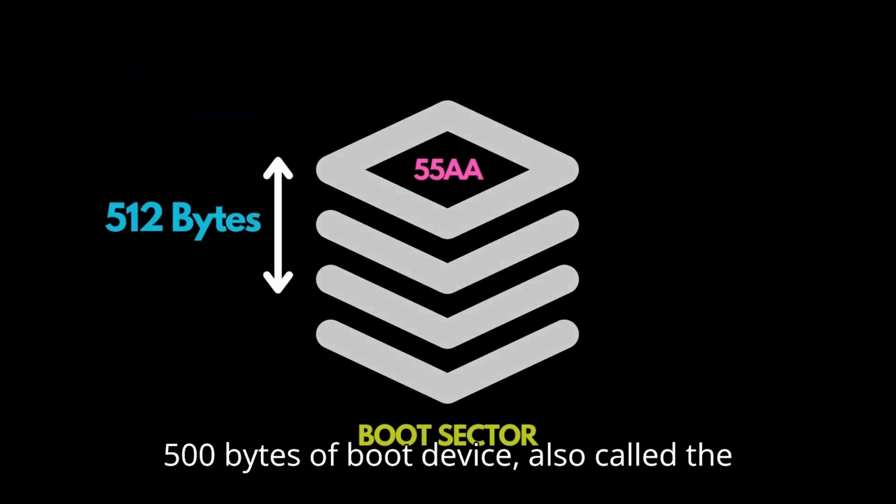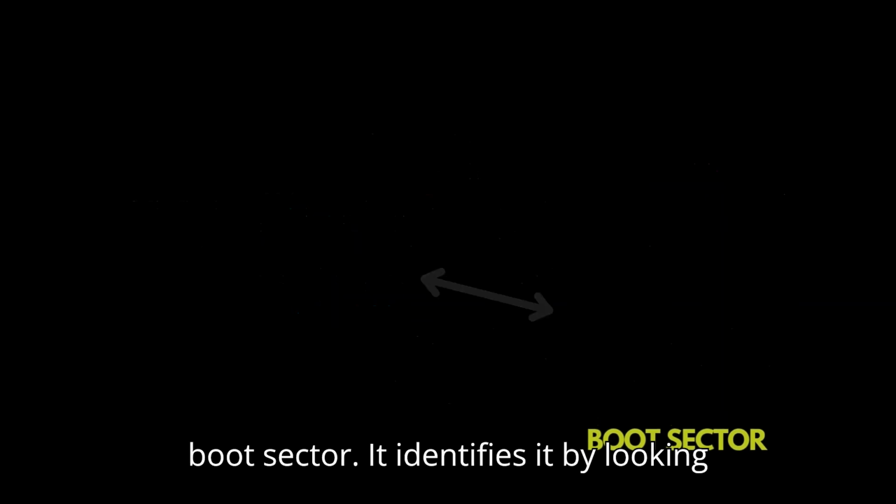The firmware looks for the master boot record, which is the first 512 bytes of the boot device, also called the boot sector. It identifies it by looking at the last 2 bytes, which are 55 and AA, respectively. Once the bootloader is located, the BIOS loads it into memory and executes the code.